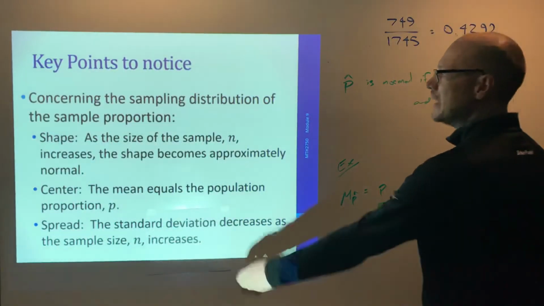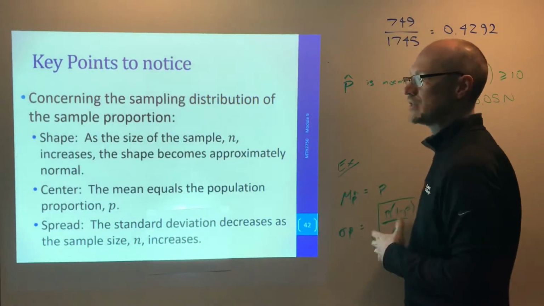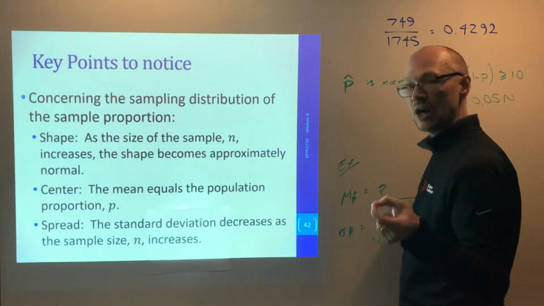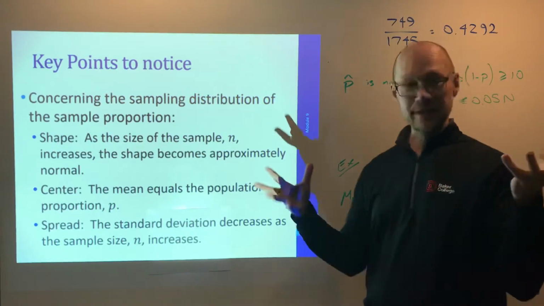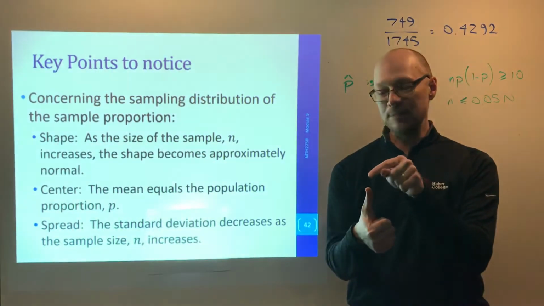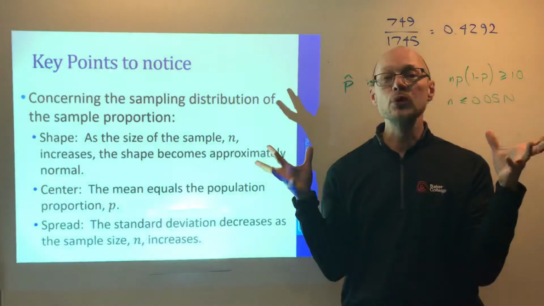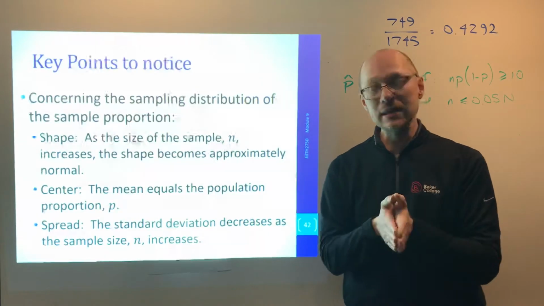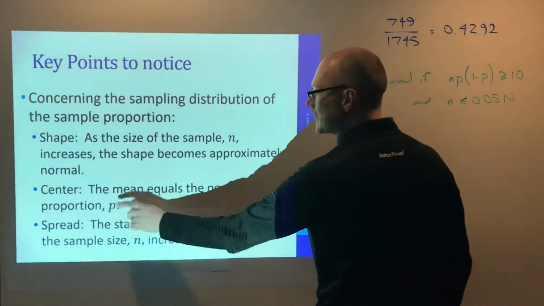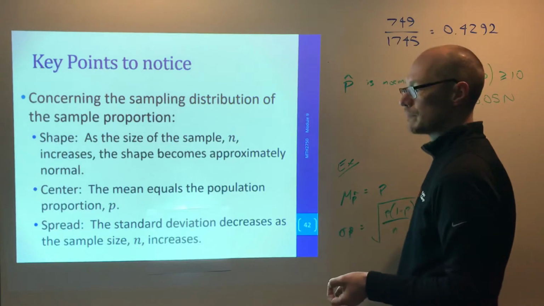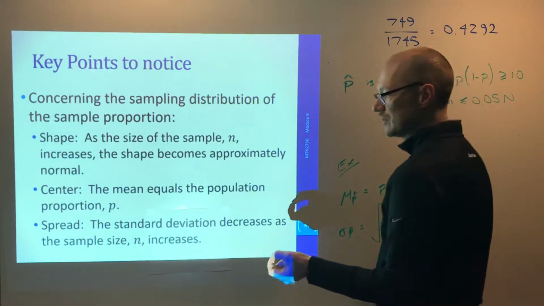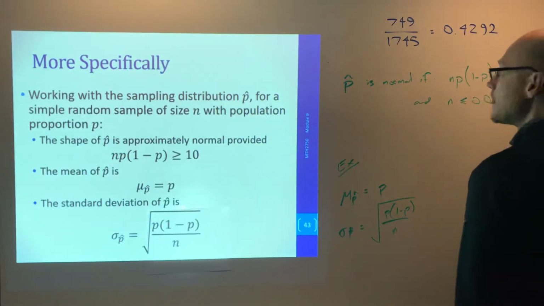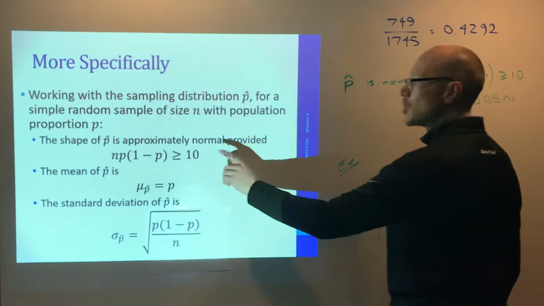A couple things to notice. As the sample size n increases, yes, it becomes more approximately normal. The mean of those groups we're sampling, right? Even though what we're sampling is proportions, all those proportions can be added together and divided by the number of samples to give you a mean. So the mean is going to equal the proportion. And that spread is going to decrease as the sample size n increases.